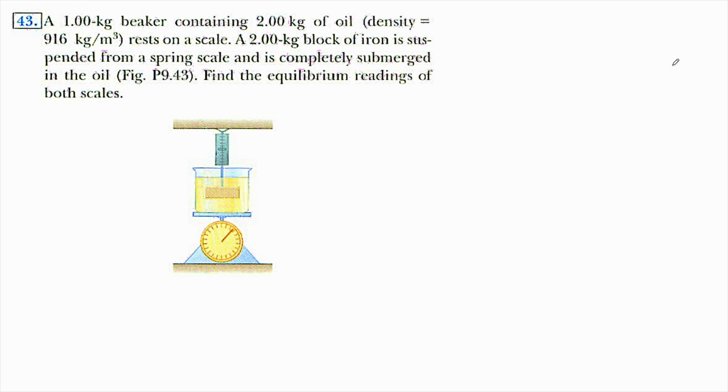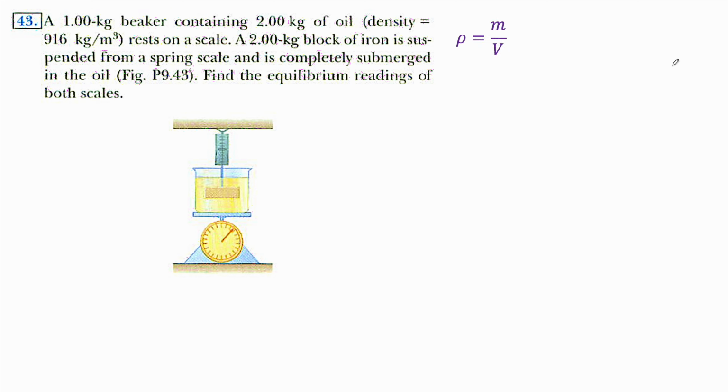So in number 43, we've got a 1 kilogram beaker containing 2 kilograms of oil, and it rests on a scale. A 2 kilogram block of iron is suspended from a spring scale and is completely submerged in the oil. Find the equilibrium readings of both scales. So we know we're going to deal with buoyancy here, but we need the volume of the block of iron.